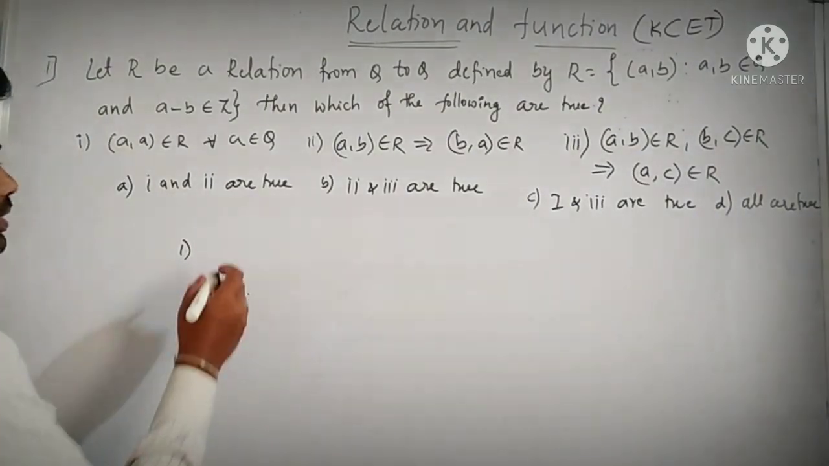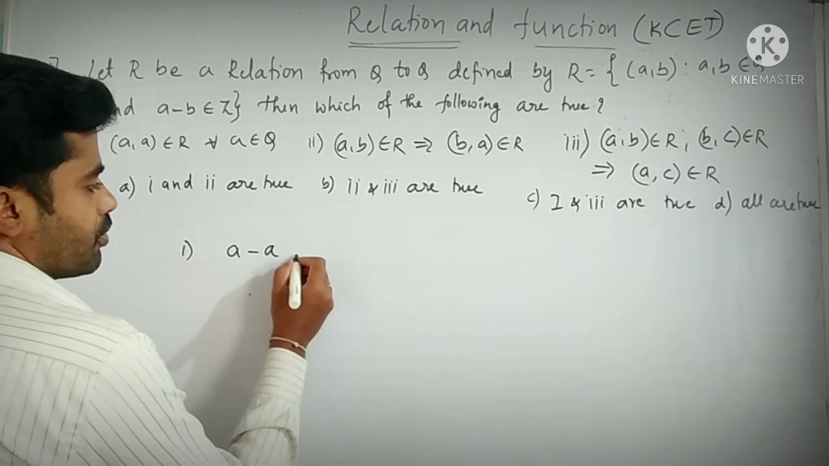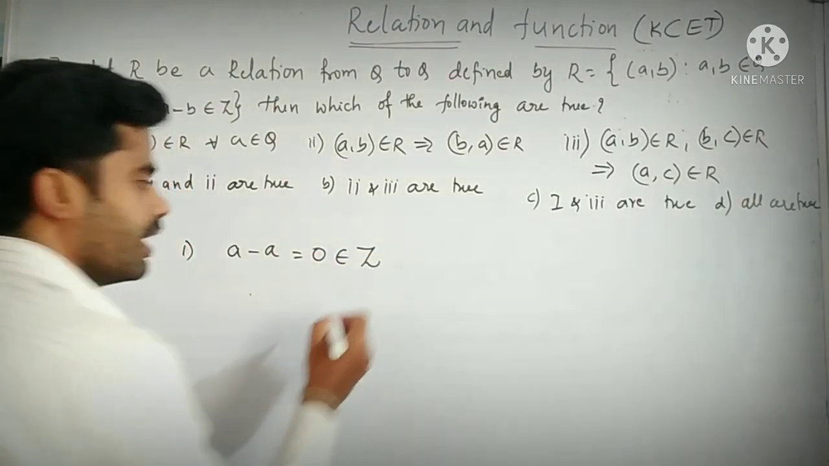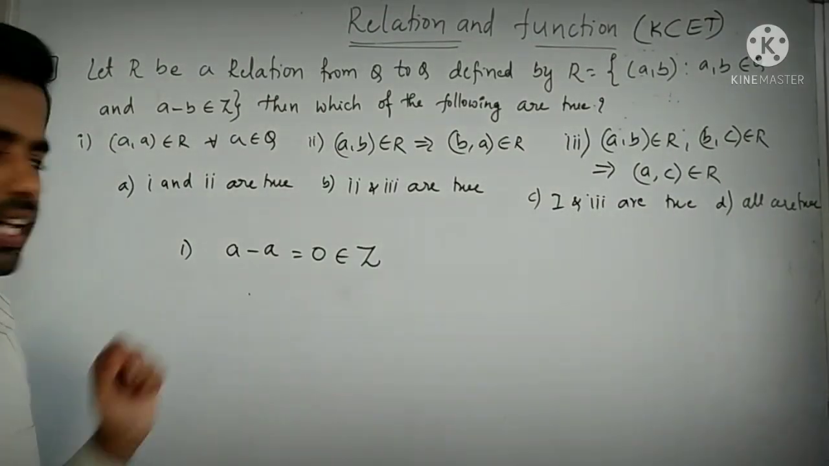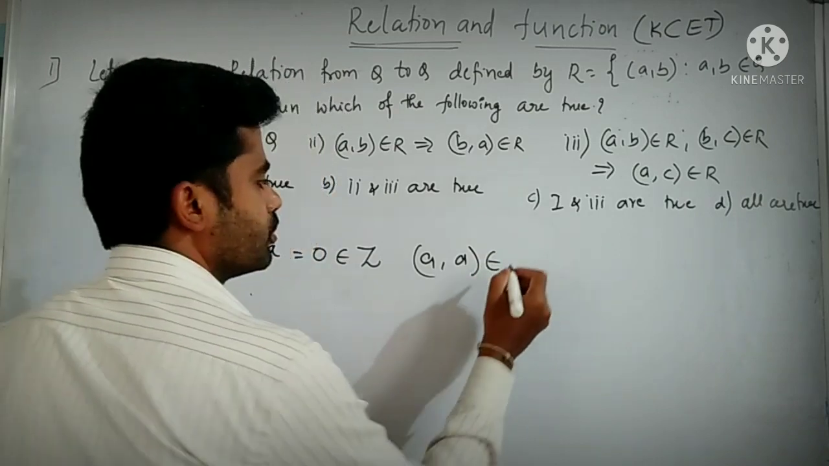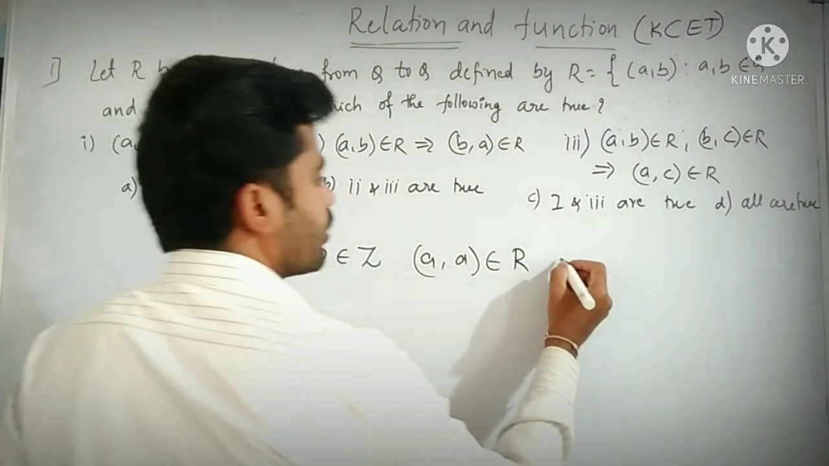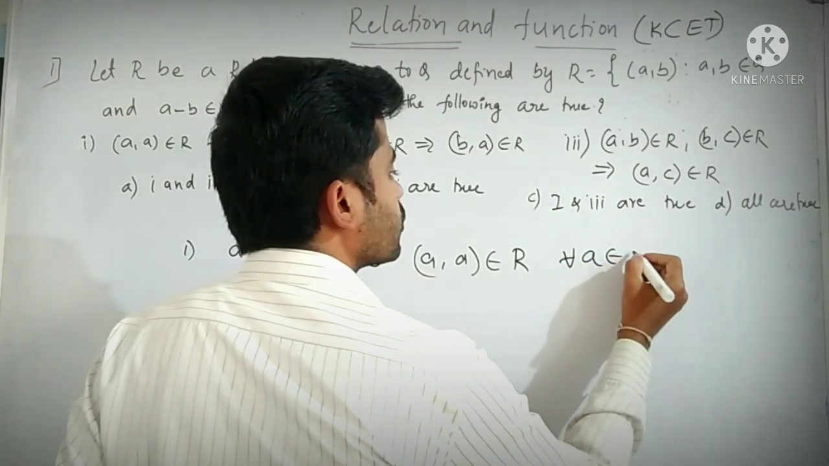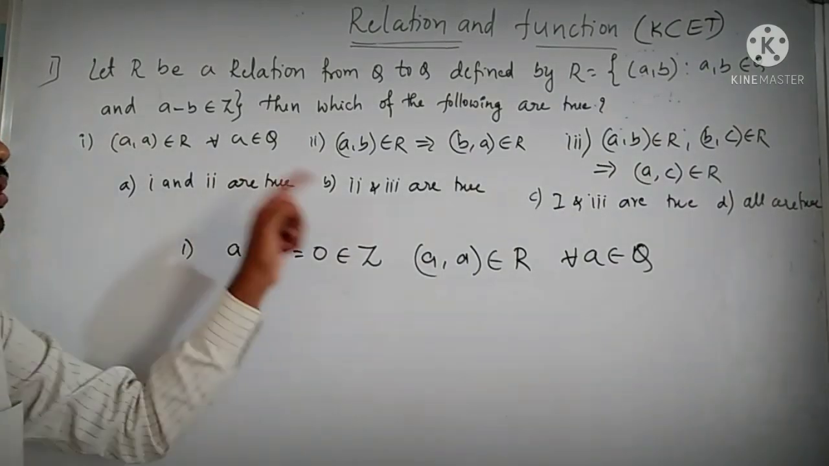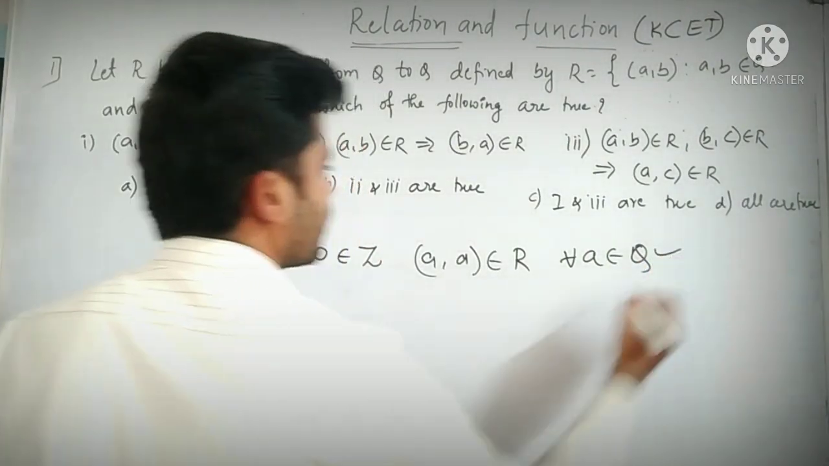Reflexive. Let me check it. What is a minus a? It is equal to 0. Is 0 an integer? Yes, 0 is also an integer. Hence, (a, a) belongs to the relation. Therefore, for all a in the rational numbers, we take an element in the rationals only, since it is a relation from Q to Q. That's why it is satisfied. Hence, it is reflexive. First one, it is reflexive.